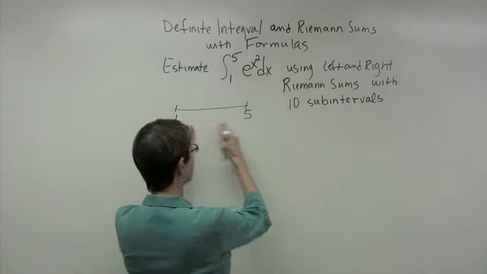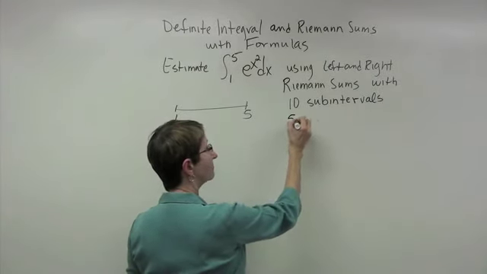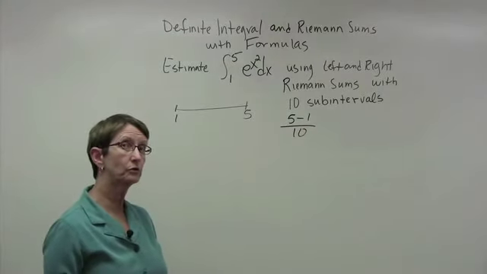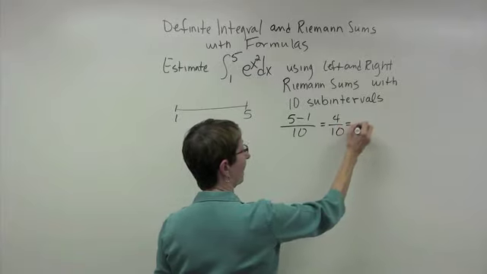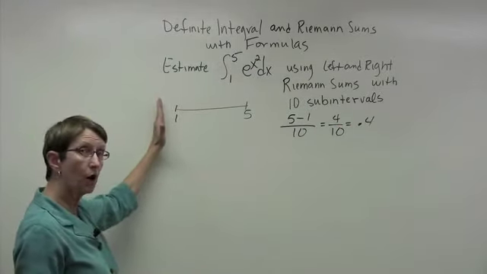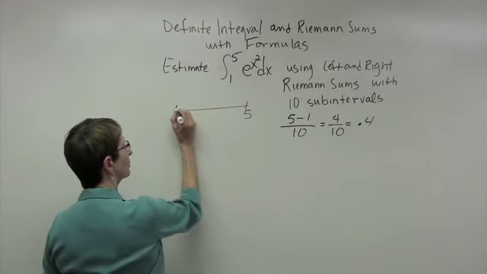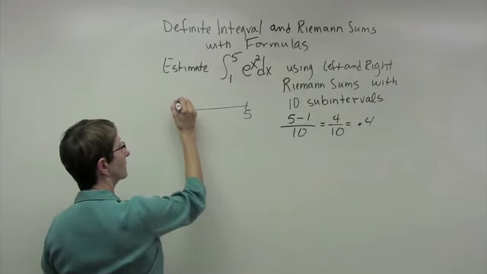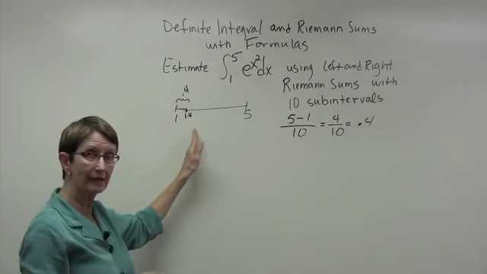So I need to take my width, which is 4, so I can say it's 5 minus 1, and I want to divide that up into 10 subintervals. So that would be 4/10, or you could write it as 0.4, either way. Since I'm starting at 1, I would go from 1 and go 0.4 units over to here, which would be 1.4, because this is the change from the first value to get to the next number.